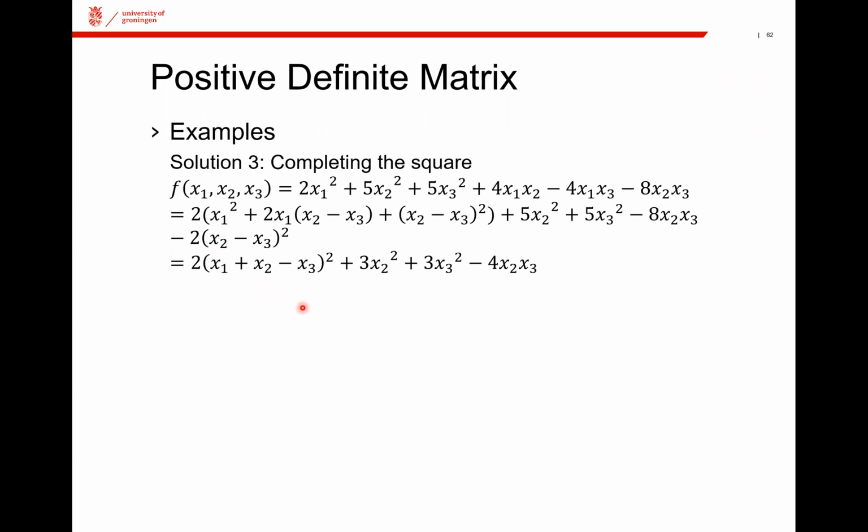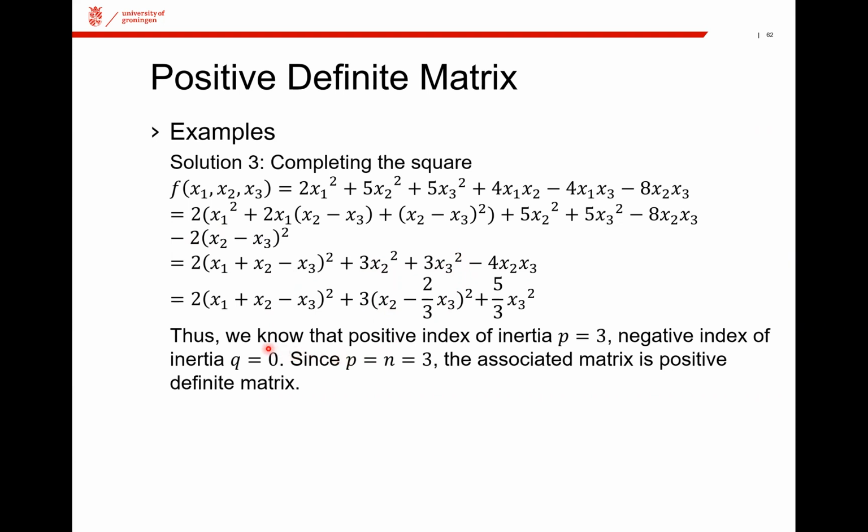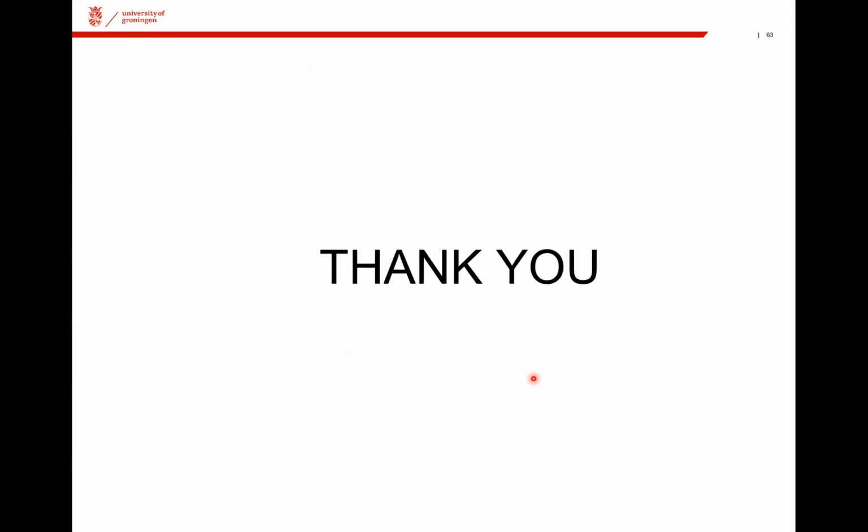And then the second step is to complete the square with respect to x2: 3x2 squared minus 4x2 x3. And the remaining term is the x3 squared. So we know that the positive index of inertia p equals 3 because all coefficients are positive: 2, 3, and 5/3. And the negative index of inertia q is 0. Since p equals n, and the dimension of the matrix equals 3, the associated matrix is a positive definite matrix. Okay, that's it. Thank you for listening.